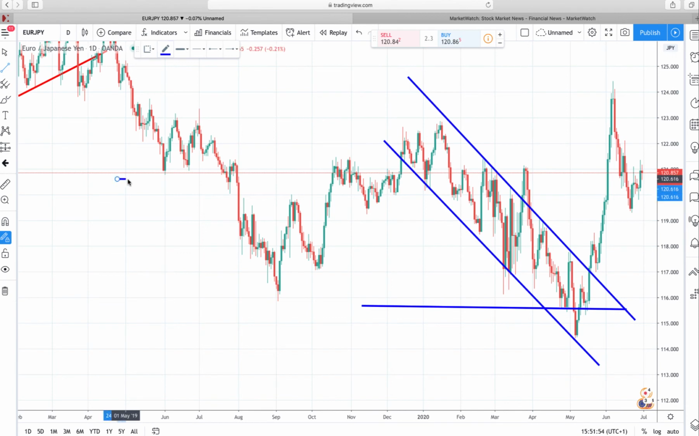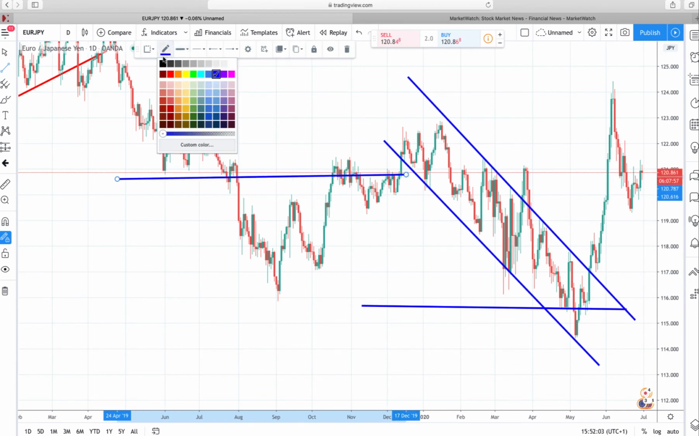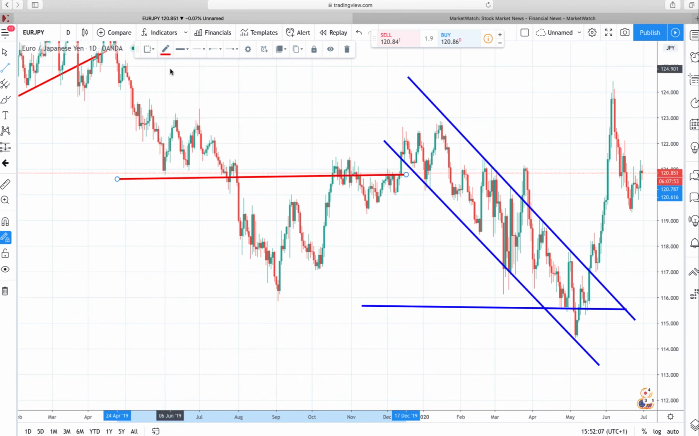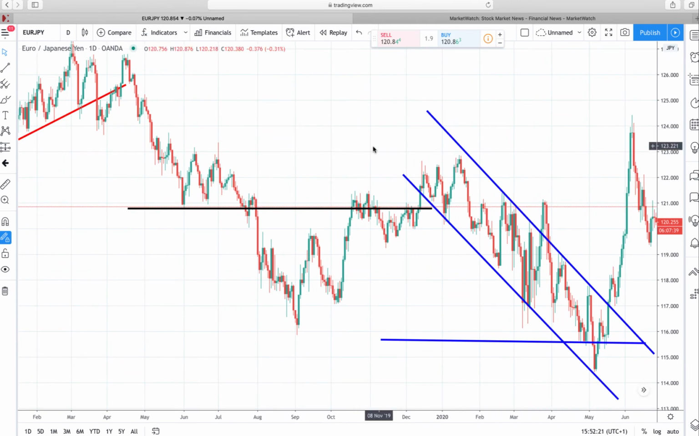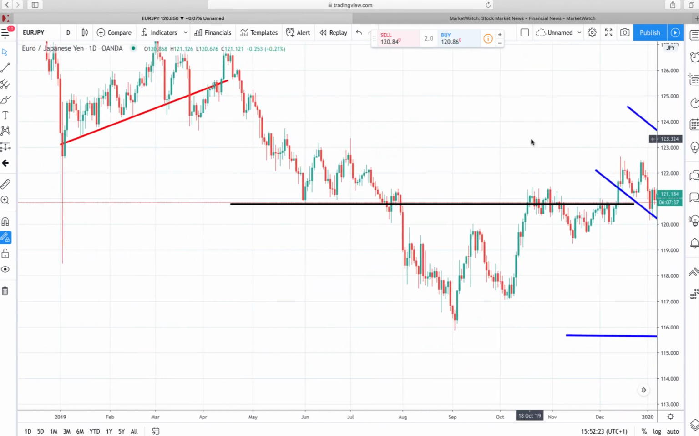I'm going to place my line here. Let me change this color. Let's put a red color. No, red is going to confuse. Let's put black. If you look back, look what happened here. Do you think this is an important level? I think so. I hope you agree with me.